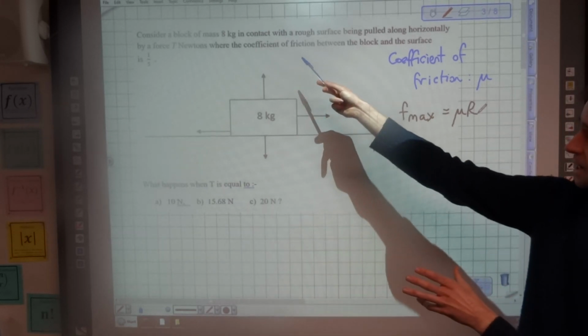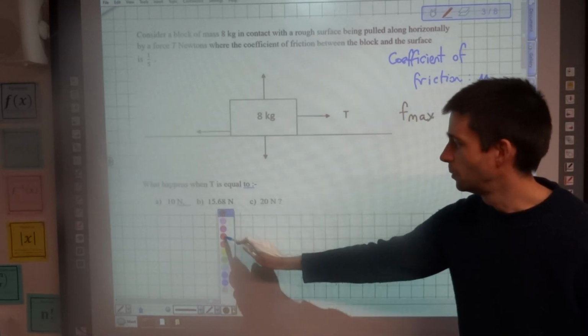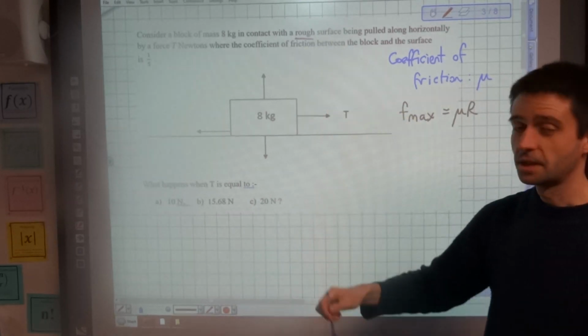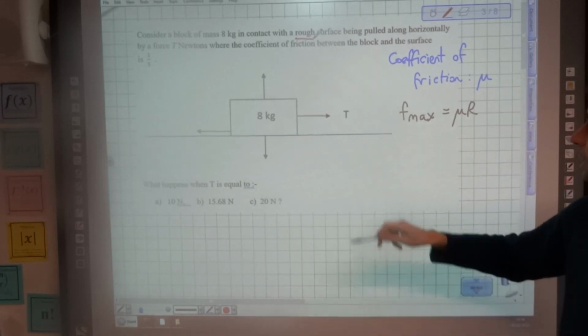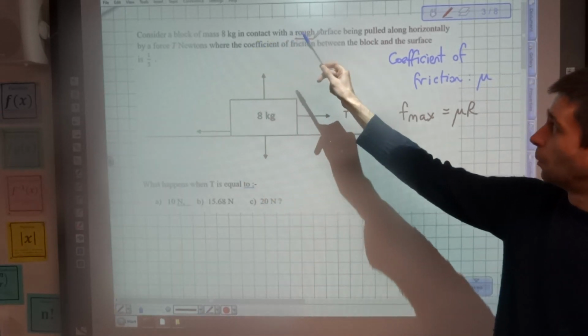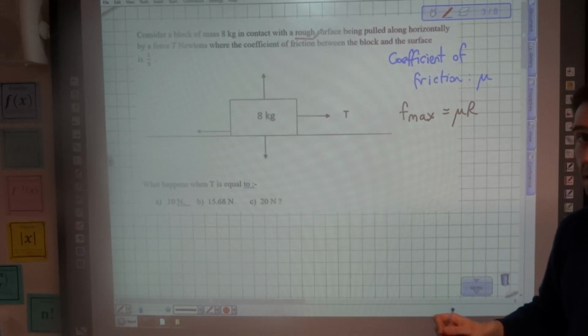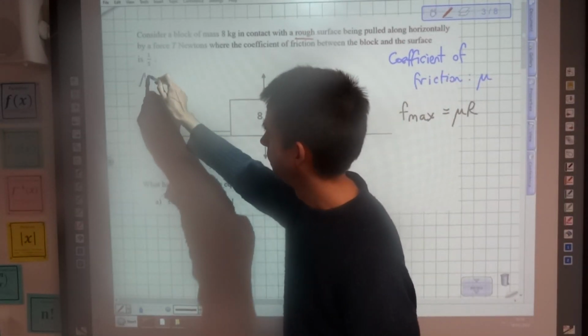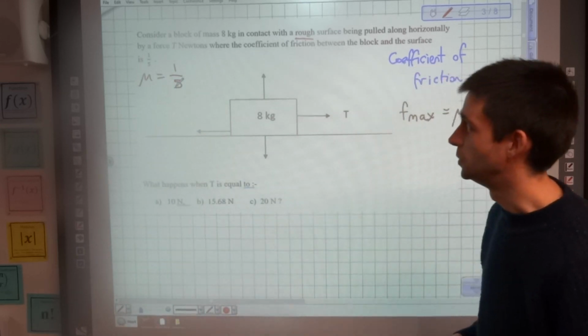So we have a block of mass 8 kilograms in contact with a rough surface. Rough is the key word here because that implies that there's going to be friction, and we have to think about that in our calculations. It's being pulled along horizontally by a force T newtons, where the coefficient of friction between the block and the surface is 1/5. So I'm just going to write that mu, the coefficient of friction, is equal to 1/5.